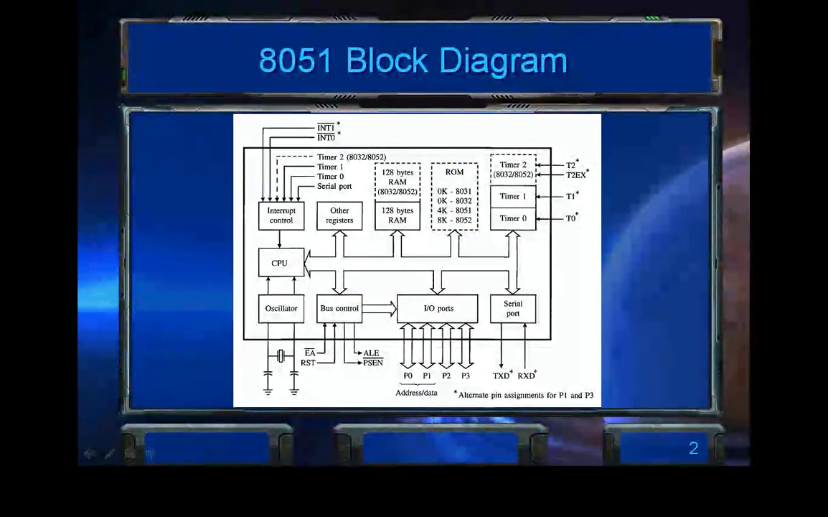The 8051 block diagram. This block diagram shows the basic components of the Atmel microcontroller. We are only interested in the 8051. The 8051 is made up of CPU, oscillator, bus control, 4 I/O ports, namely port 0, 1, 2, and 3, serial port, timer 0 and 1, interrupt control, 128 bytes of RAM, 4 kilobytes of ROM, and other registers.